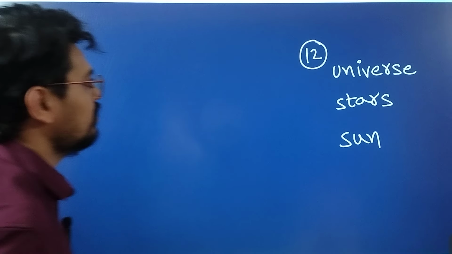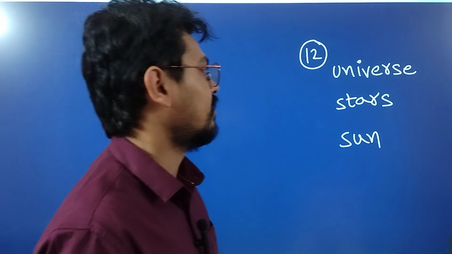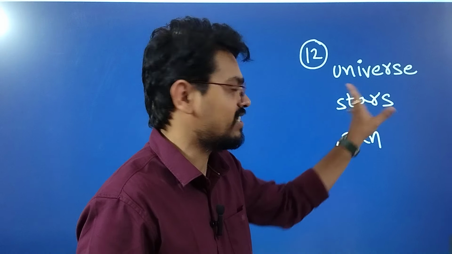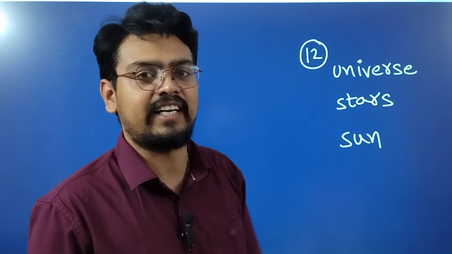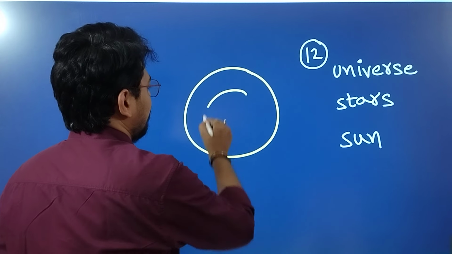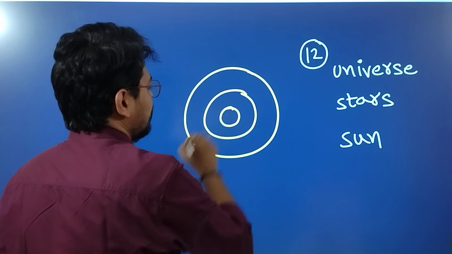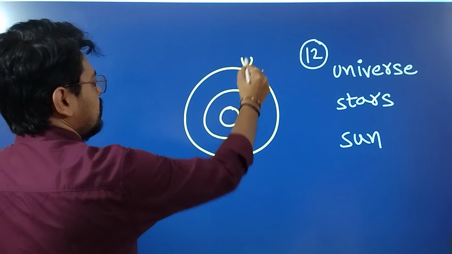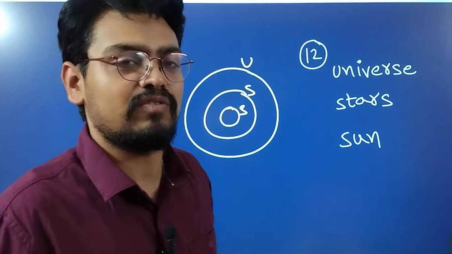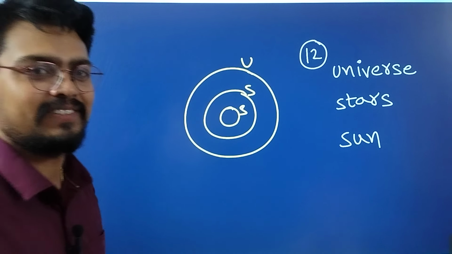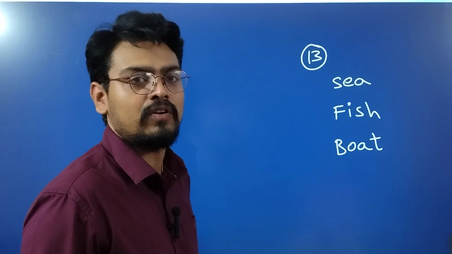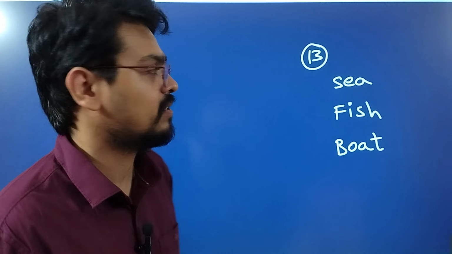Next. The next one, universe, stars and sun. We all know that sun is a star. All the stars are there in the entire universe. Simple. The outer circle will be universe. The inner circle will be stars. That inner circle will be sun. So universe, stars and sun. Three circles. This is the Venn diagram for these words. Okay. It's very easy. It's becoming easy by practicing only. You have to practice more. Then you can easily identify this.